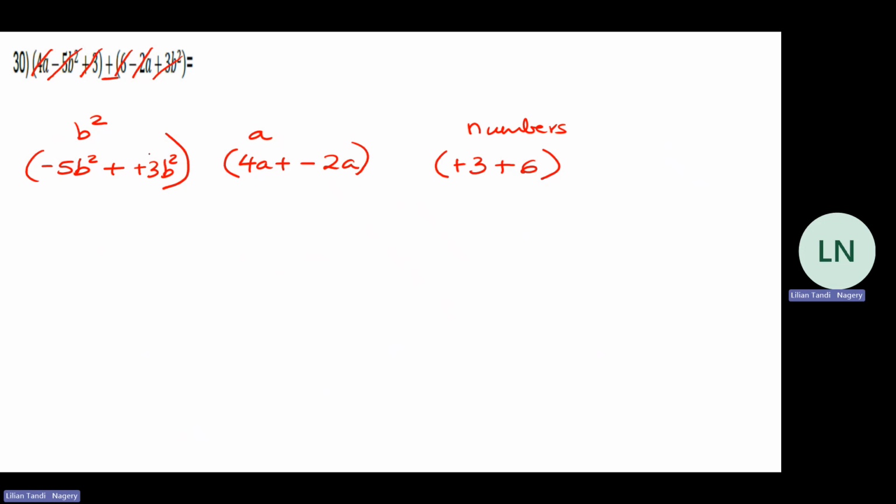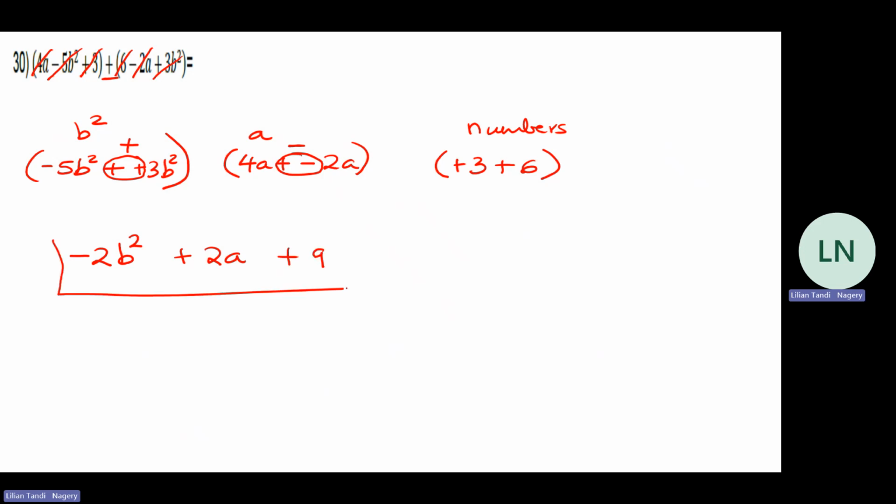Now let's solve my first bracket. This becomes plus. Negative 5 plus 3 is negative 2. And my half is b squared. This becomes negative 4 minus 2 is positive 2. And the half is a. Positive 3 plus 6 is positive 9. And this is your answer. Okay?